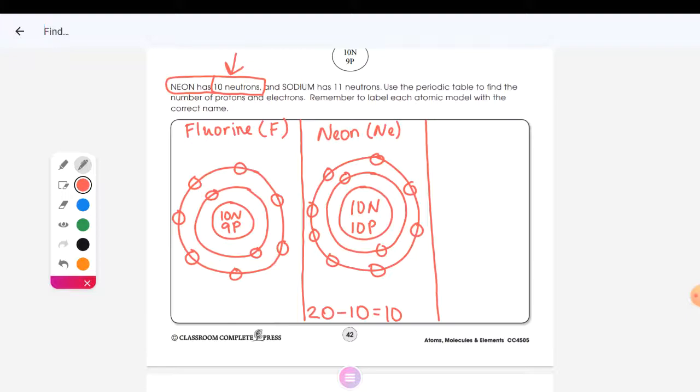Okay, I want you to use pencil. Some of you have a pen. I want you to use a pencil, and I want you to take a second and try and draw out the sodium. Abbreviation Na. Remember, you have to think about protons, neutrons, and electrons.